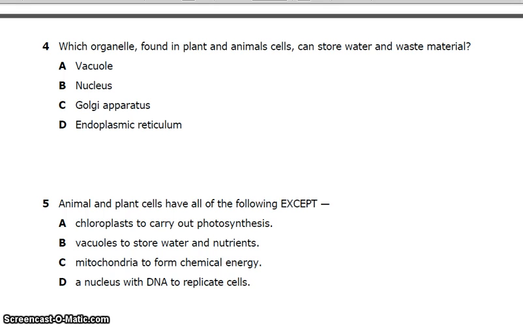Question 4. Which organelle found in plant and animal cells can store water and waste material? Vacuole, nucleus, Golgi apparatus, endoplasmic reticulum. Which one is used for storage?